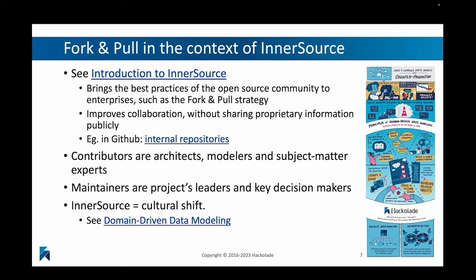The fork and pull strategy is actually really interesting because it's not just a technical strategy, it's also more of a cultural strategy. Right? It relates to something that is called inner source, which is adopting the practices of the open source community inside enterprises. The assumption is that, learning from these open source projects, large teams inside enterprises can also improve their collaboration by adopting some of these practices. So it's a cultural shift which very much aligns with what we've talked about in separate tutorials called domain-driven data modeling, where contributors, people like architects, modelers, but also subject matter experts, and the project leaders and key decision makers of the projects are actually the maintainers that make sure that the main repository of a project is always safe and sound.